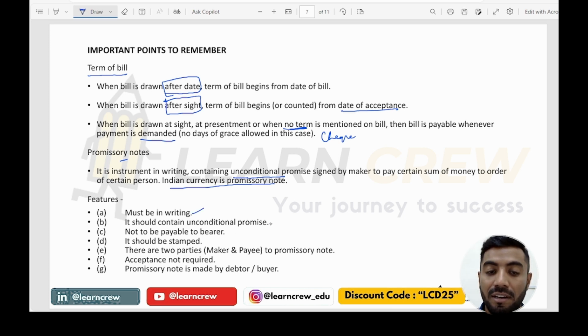It should contain an unconditional promise, not to be payable to bearer. It should be stamped. There are two parties, maker and payee. Payee is who will receive the money. Maker is who is giving it. Okay. Acceptance is not required. Yes, because in a bill of exchange we need an acceptance; here that is not required. A promissory note is made by the debtor or the buyer.